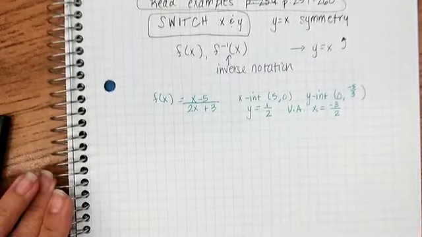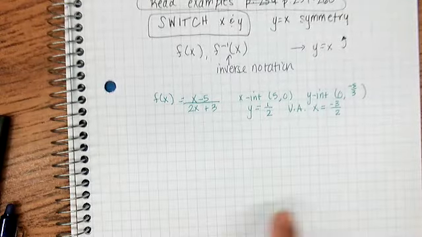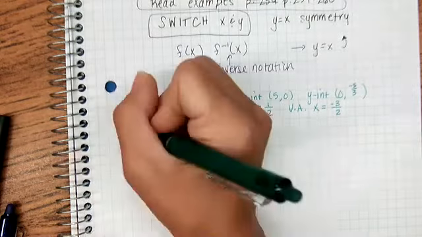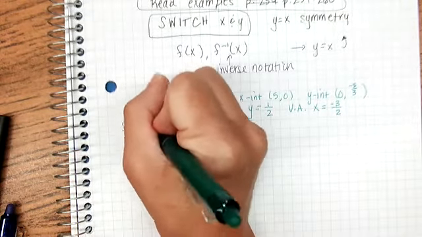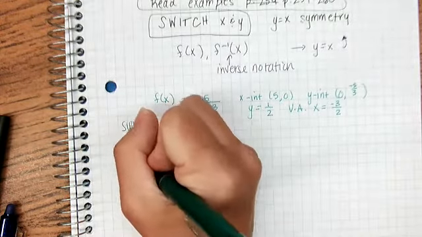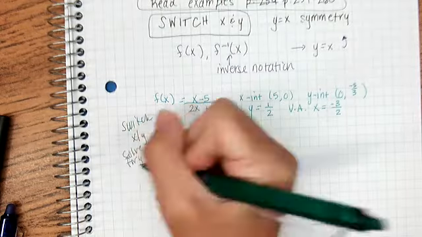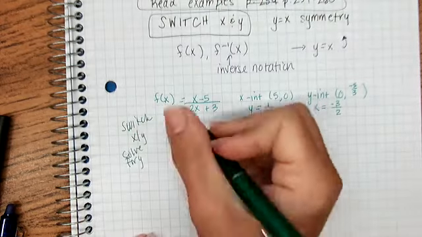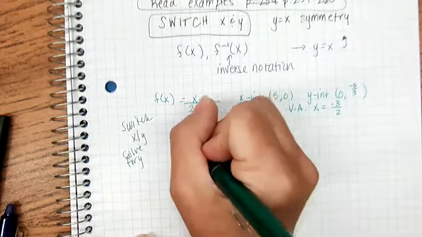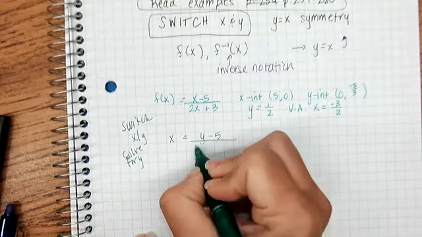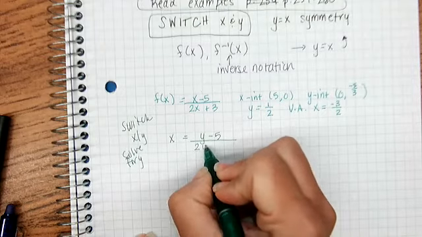Let's find the inverse of this function. And then let's check it with all this information that we just got here. So to find the inverse, we're going to switch x and y. We're going to switch x and y, and then we're going to solve for y. Okay, f of x, same thing as y. So this is going to become x equals y minus 5 over 2y plus 3.